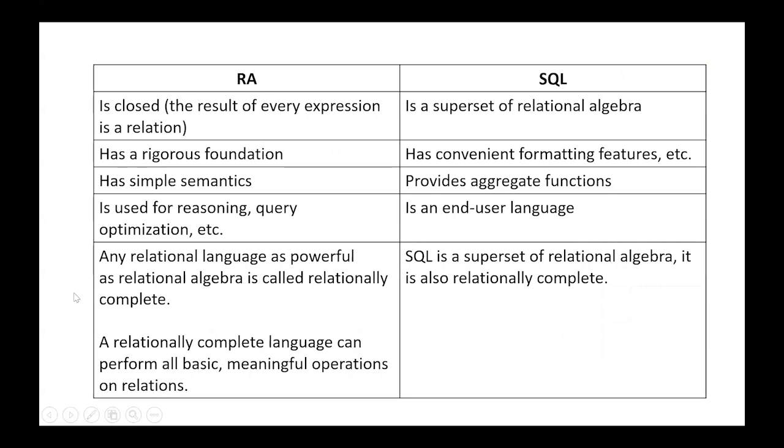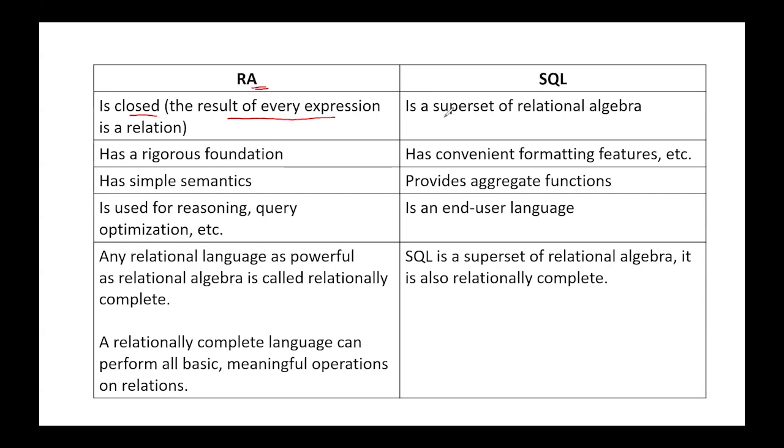So finally, what is the difference between relational algebra and SQL? We haven't yet learned SQL, but still I'll try to briefly tell you the difference. SQL is our 14th chapter, which we will be starting very soon. Relational algebra is closed. What do we mean by closed? If I apply operations on a table, the result we get is also a relation, then I will call it closed. That's why the result of every expression is a relation. That is why it is closed.